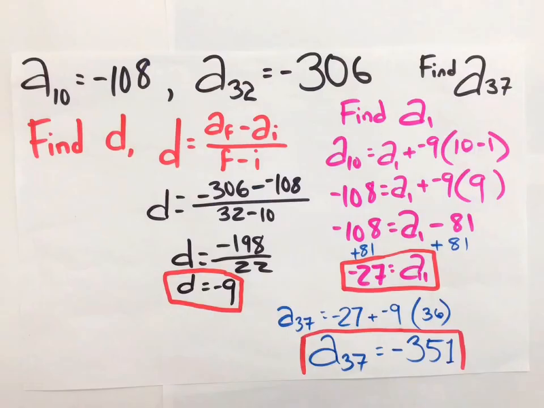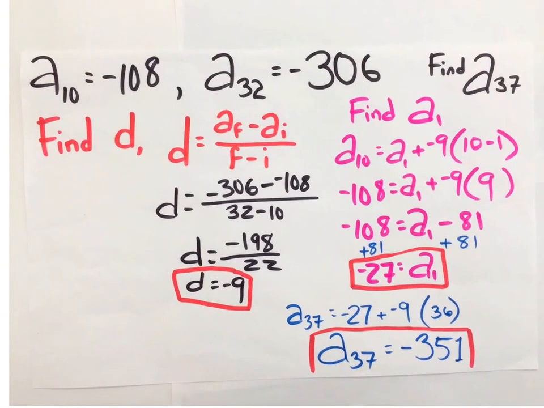All right guys, this is the last problem in this tutorial. We've got two terms. We've got a sub 10 equals negative 108, and we've got a sub 32 equals negative 306. We've got to find a sub 37. First thing, we've got to find the common difference using this formula. We're going to plug in this information. So here we've got a sub f, here we've got a sub i, here we've got simply the final count minus the initial count. When we do the math, we can see that d equals negative 198 over 22, and that's going to give us negative 9.